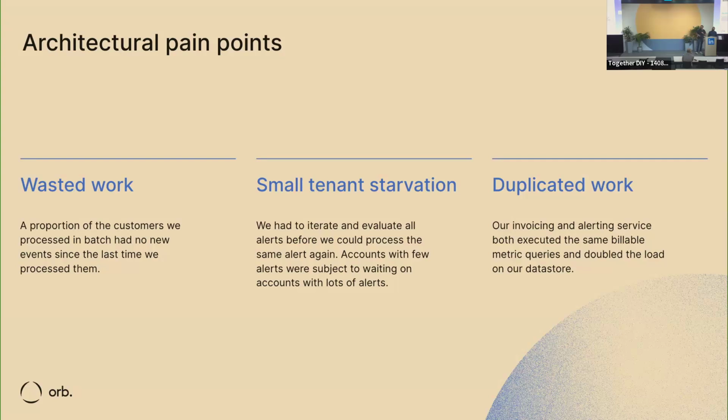Over time, as we have more alerts and invoices on the system, we expect that our smaller tenants, who may only have hundreds or a few thousand customers, will have to start waiting in this much longer queue to get reprocessed over and over. And we're also duplicating a bunch of work on the metric computation side between the invoice updater and the alerting service.